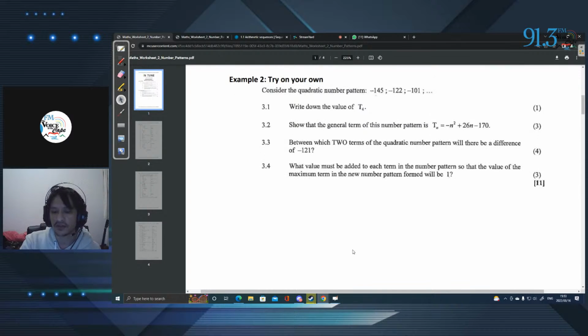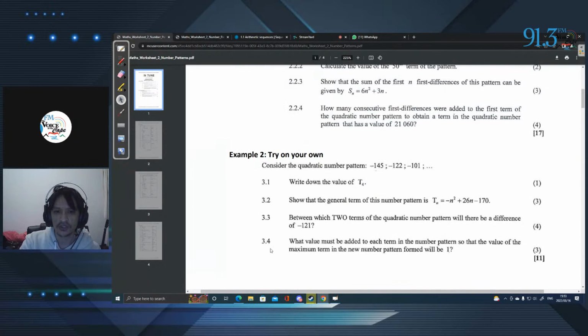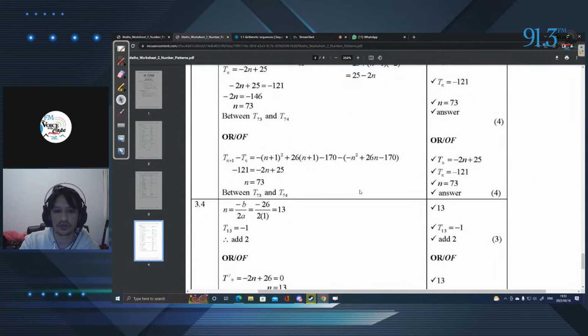Now, for the final question, 3.4. What value must be added to each term in the number pattern so that the value of the maximum term in the new number pattern formed will be 1? The maximum value. Oh, sorry, the value of the maximum term in the new number pattern formed will be 1. So how do they go about solving this problem? Let us take a look.